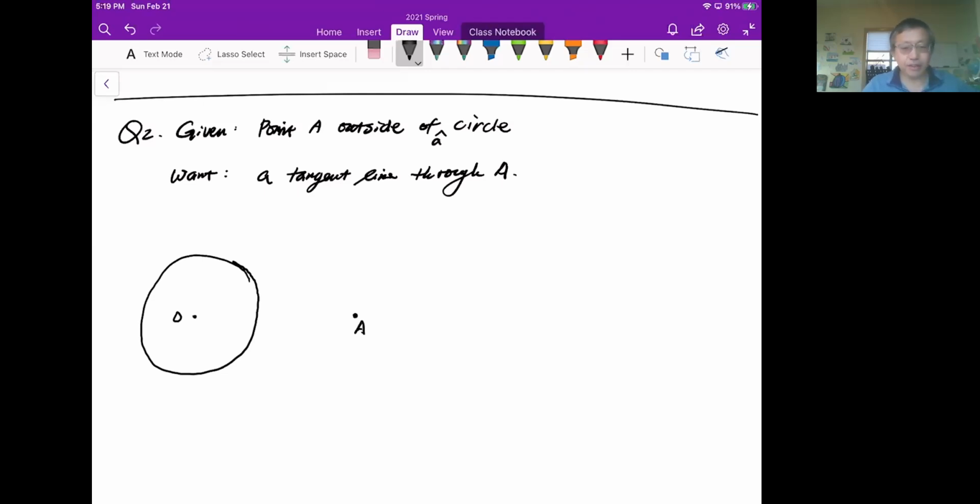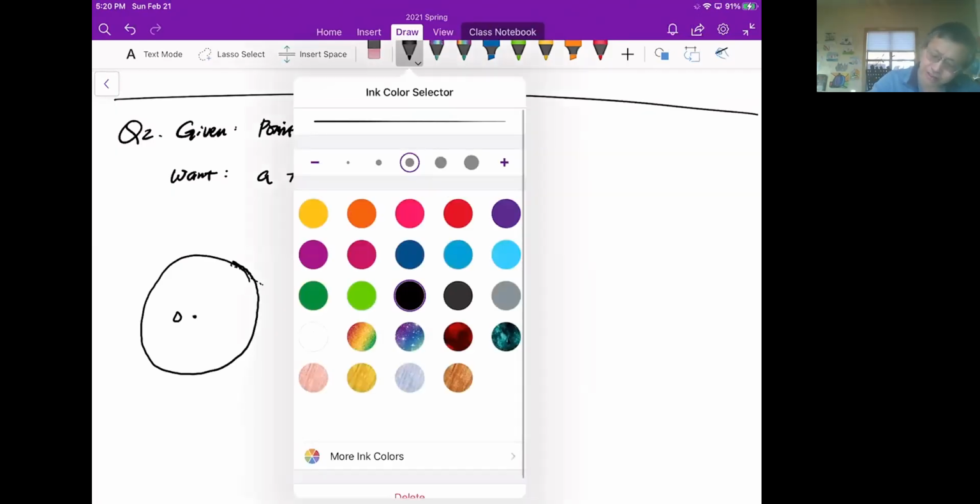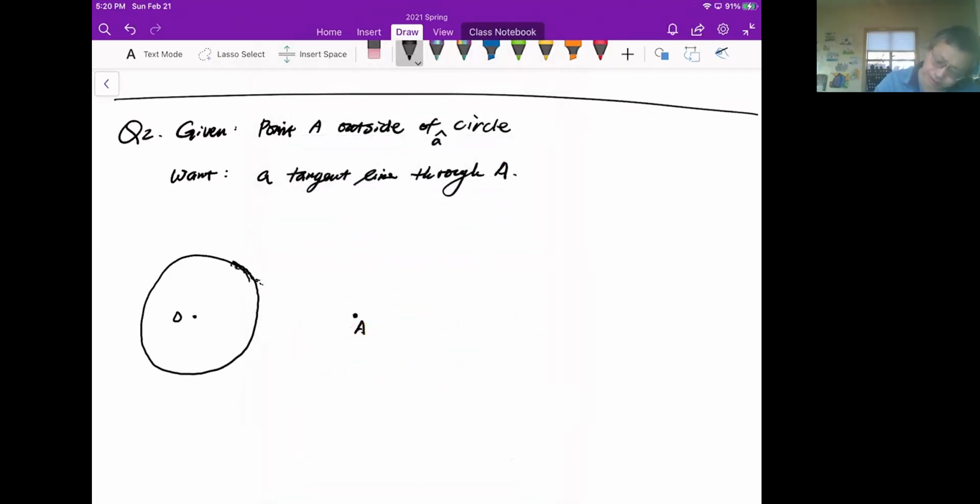So again, we don't have much time left. I'll just give you the idea, and maybe we can do that next time. The idea is: what is a tangent line? If you have a tangent line here, then there must be a right angle here.